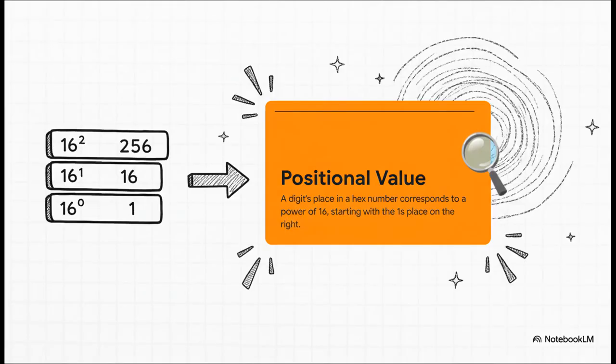Now, here's the part that makes it all make sense. Think about our regular numbers. In the number 123, you've got the ones place, the tens place, and the hundreds place. Well, hexadecimal has the exact same thing, positional values. But instead of being based on powers of 10, it's all about powers of 16. So starting from the right, you have the 16 to the 0 spot, which is just the ones place, then the 16 to the 1 spot, then 16 squared, and so on up the line. This is our secret weapon.